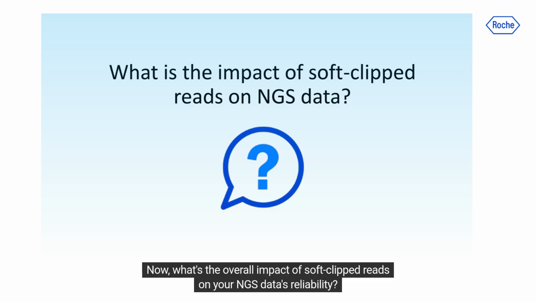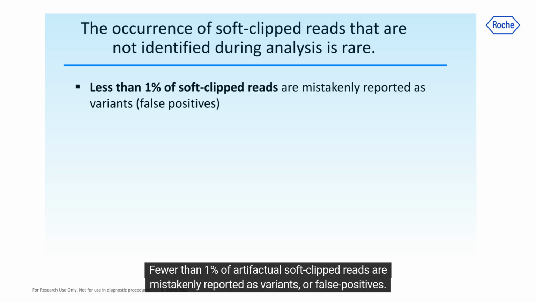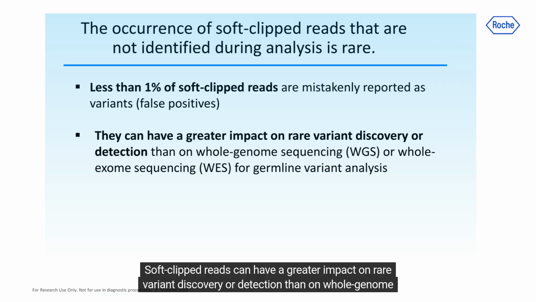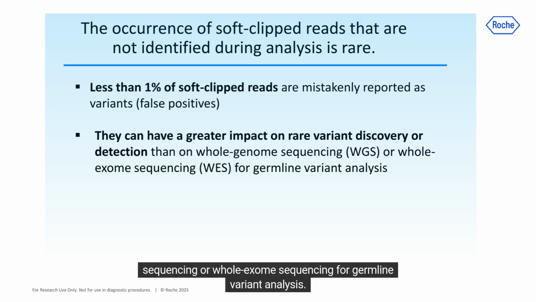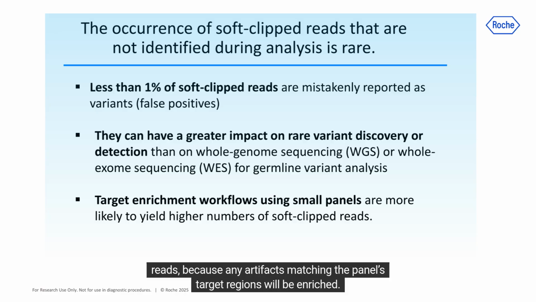Now, what's the overall impact of soft-clipped reads on your NGS data's reliability? Fortunately, the occurrence of soft-clipped reads that are not identified during analysis is rare. Fewer than 1% of artifactual soft-clipped reads are mistakenly reported as variants or false positives. Soft-clipped reads can have a greater impact on rare variant discovery or detection than on whole genome sequencing or whole exome sequencing for germline variant analysis. Finally, sequencing data from target enrichment workflows using small panels are more likely to contain soft-clipped reads because any artifacts matching the panel's target regions will be enriched.